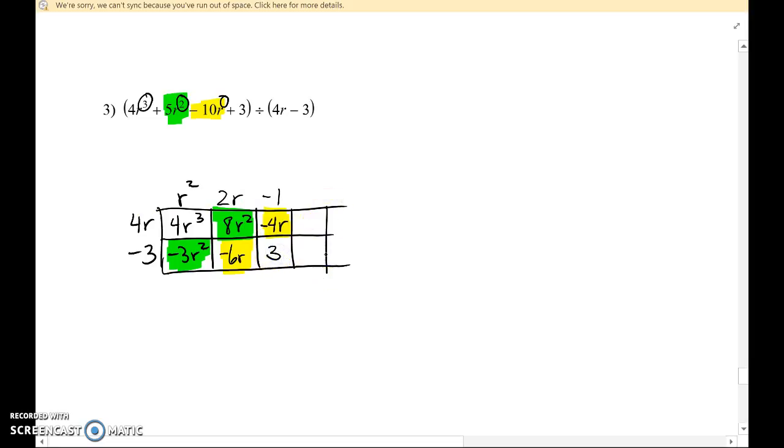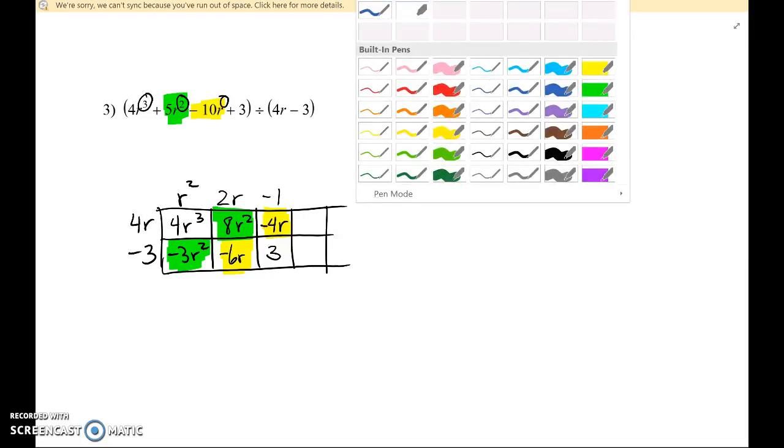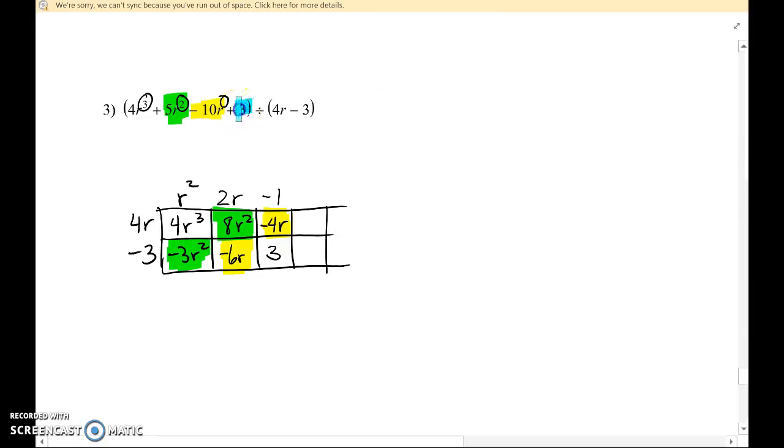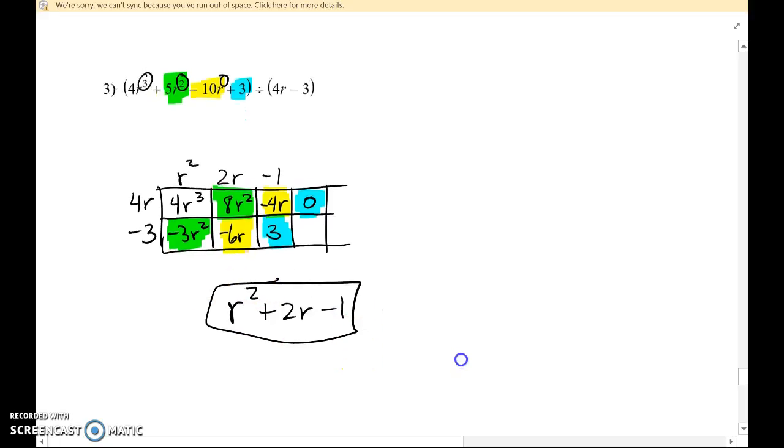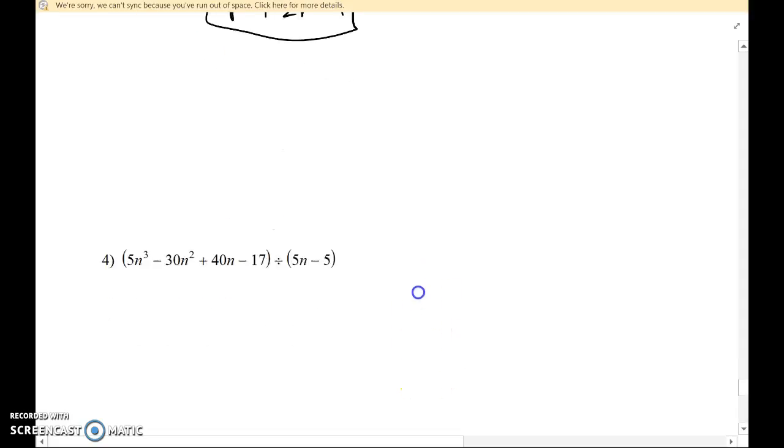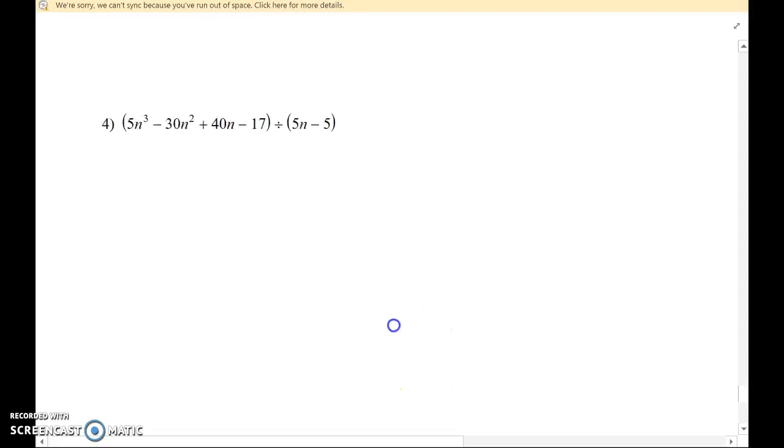And so on our next diagonal, we see that our next term being 3, we already have our 3, and so our last number here is a 0, meaning that we have a remainder of 0. So 4r minus 3 is one of the factors of our polynomial, and so r squared plus 2r minus 1 is our solution. All right, one last example.